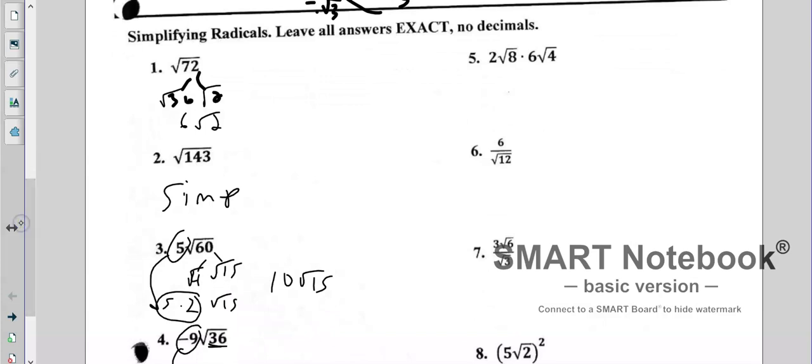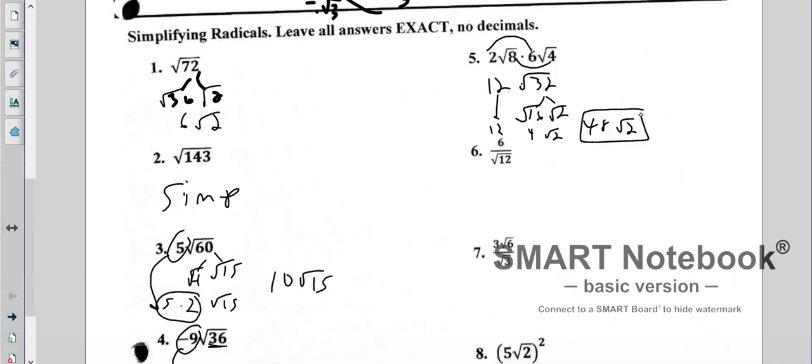All right, number 5. Outside times outside, 12. Now, there's two ways to do this problem, and I'll show you both. Inside times inside, 8 times 4 is 32. Okay, and then 32, you're going to break it down. That's going to be 16 and 2, both radicals. Don't forget to bring this 12 down. The square root of 16 is 4. So our final answer is 12 times 4 is 48 radical 2.